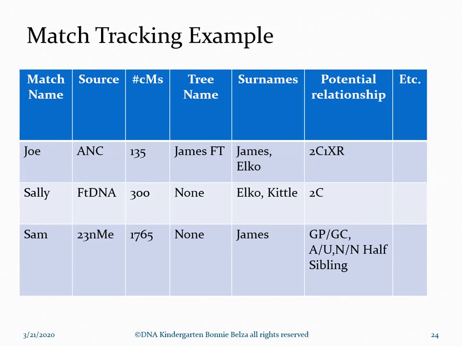I make a list of the surnames that that person has in their tree. So in Sally's case, she has the Elko surname and the Kittle surname. And then I make a note of the potential relationships between me and the match. This helps me because I can sort in these Excel spreadsheets by the amount of shared centimorgans, by the tree names, by the surnames, or by the potential relationship. I find myself putting a lot of information into these spreadsheets, so I have a quick reference to the matches that I've been working on.